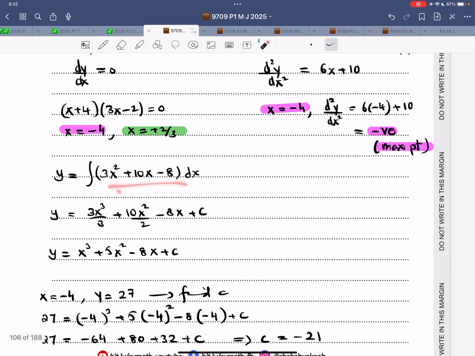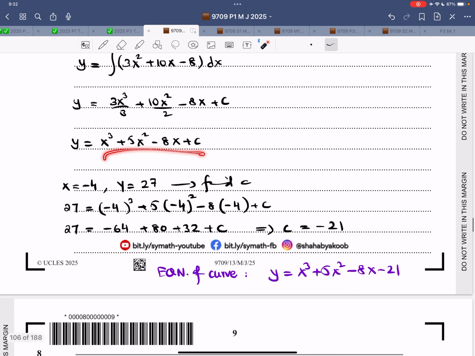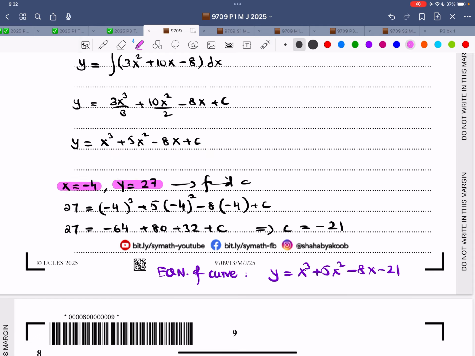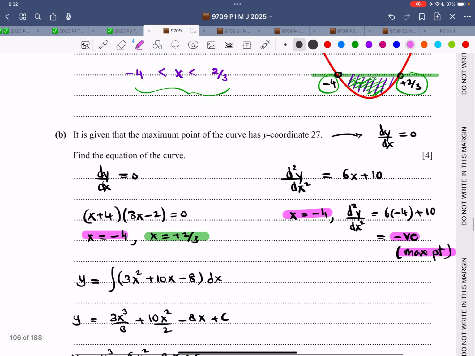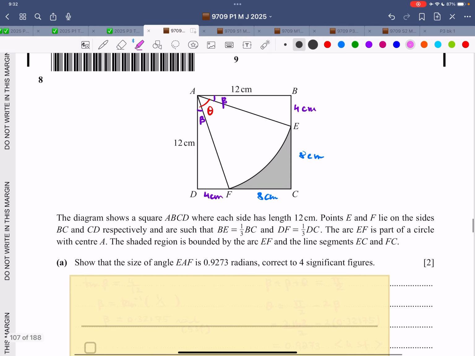We integrate this thing term by term, constant of integration, simplify it, plug in x is negative 4, y is 27. X is negative 4, y is 27, find c. We find the value of c as 21, and then you write the equation of the curve. So I think that was pretty straightforward. Question 7 is done and dusted.